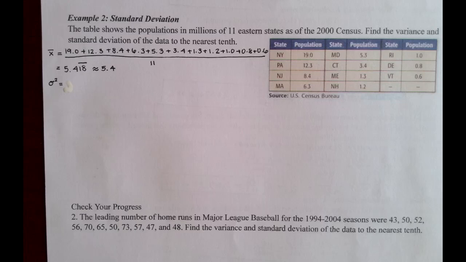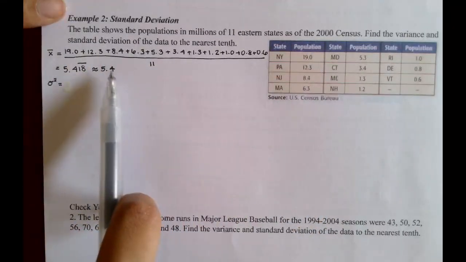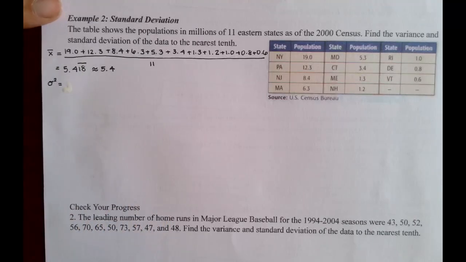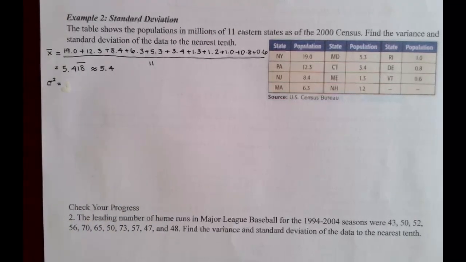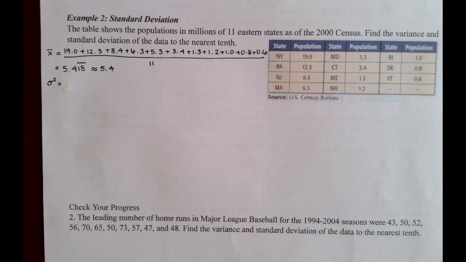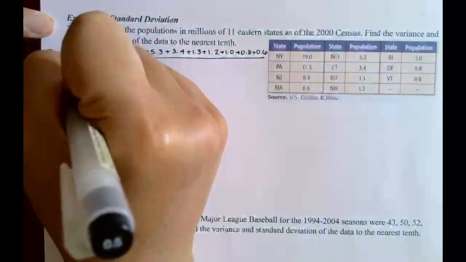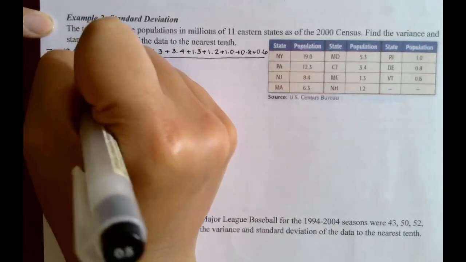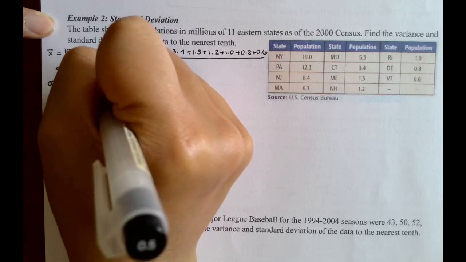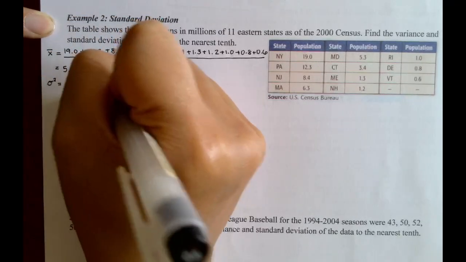Okay. Basically, what we're going to do is take each of these and subtract it by the average, right? Because the whole point of standard deviation and variance is to show how far each value is from the mean. So that's why we're subtracting the mean. We're going to start with 19.0 minus 5.4, and then square it.